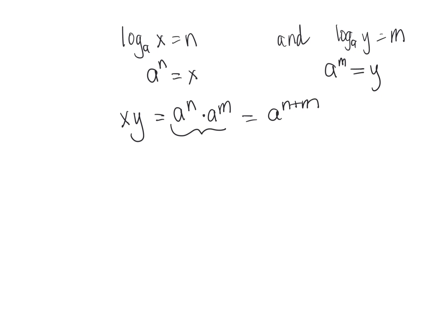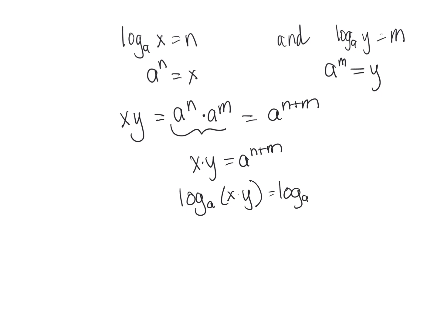Okay, that's easy. So now I have this being true, x times y is equal to a to the m plus n. What if I take the log of both sides? This would say the log base a of x times y is equal to the log base a of a to the m plus n. And those cancel out, they're inverse functions. So now I have log base a of x times y equals m plus n.